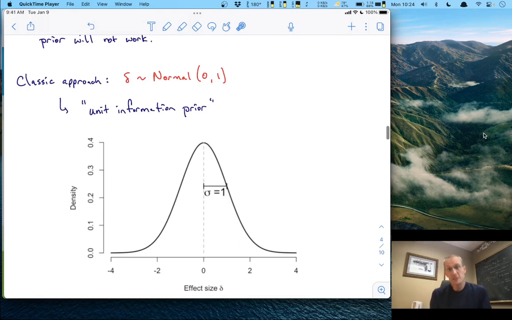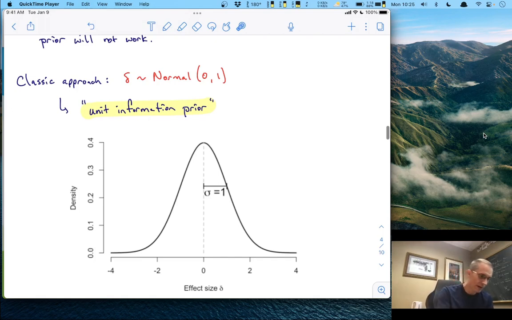Okay, so this is one approach, and this approach is often given the name the unit information prior. If you read some of the older literature developing Bayes factors in our discipline, you'll see mention of the unit information prior a lot. And that's what this is. It's simply a normal distribution centered at 0 with a standard deviation of 1. And you can actually make JASP do this. It doesn't do it by default, as you'll see why in a second, but you can, and it's a reasonably good solution.